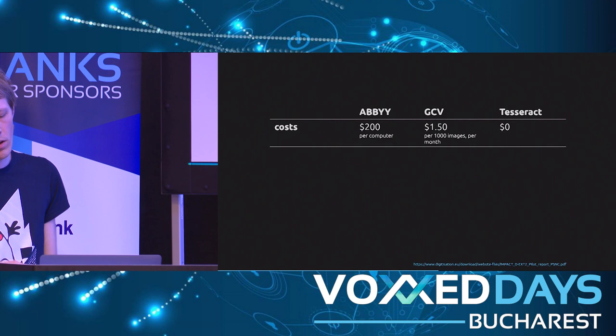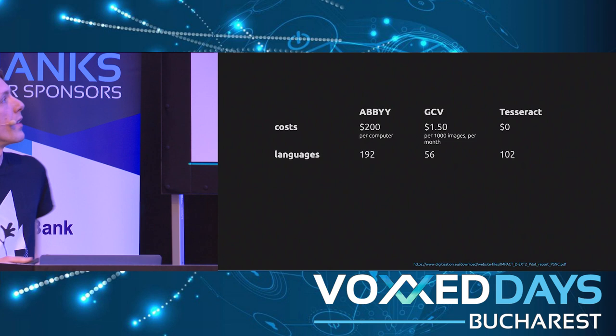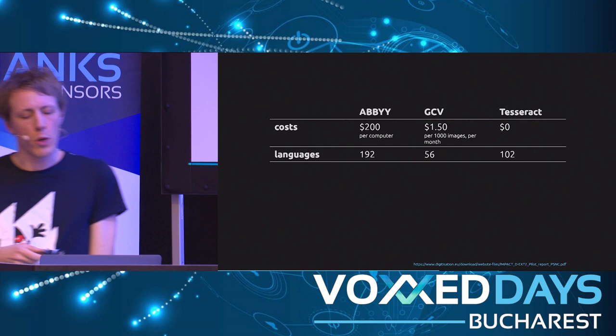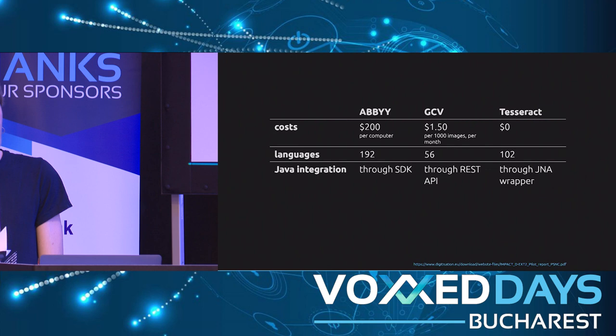Well, then, the number of languages. So Abbyy supports the most languages, and Tesseract 102, and Cloud Vision 56. How about the Java integration? Well, with Tesseract, I already explained it. It is through a Java Native Access wrapper. Abbyy publishes an SDK, but I read they also have a Cloud API if you want. And Google Cloud Vision, of course, only offers a REST API.